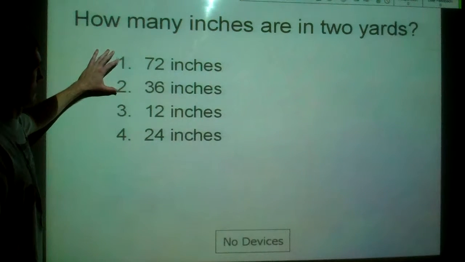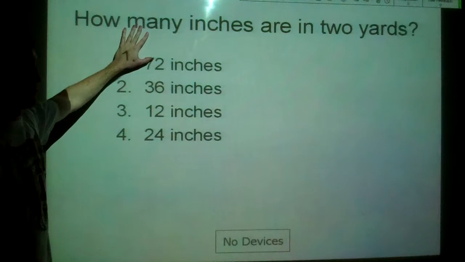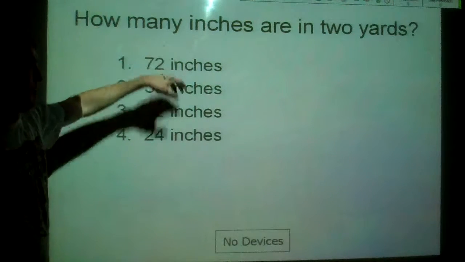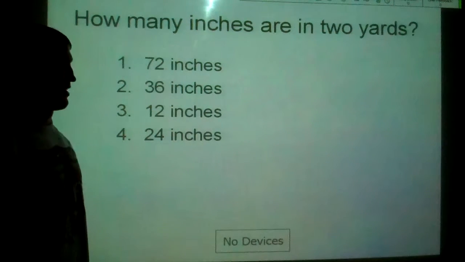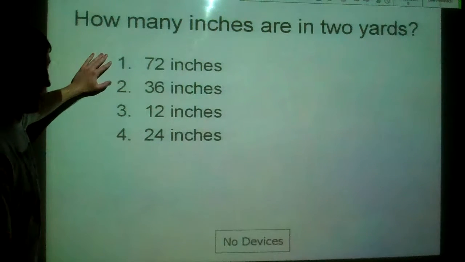Let's see, so 2 yards. I thought this was the one I had a typo on. It must have been one of the earlier slides. I forgot a Y. So it was "how many," and yeah, I forgot to fix that. So if you caught that, I'm sorry.